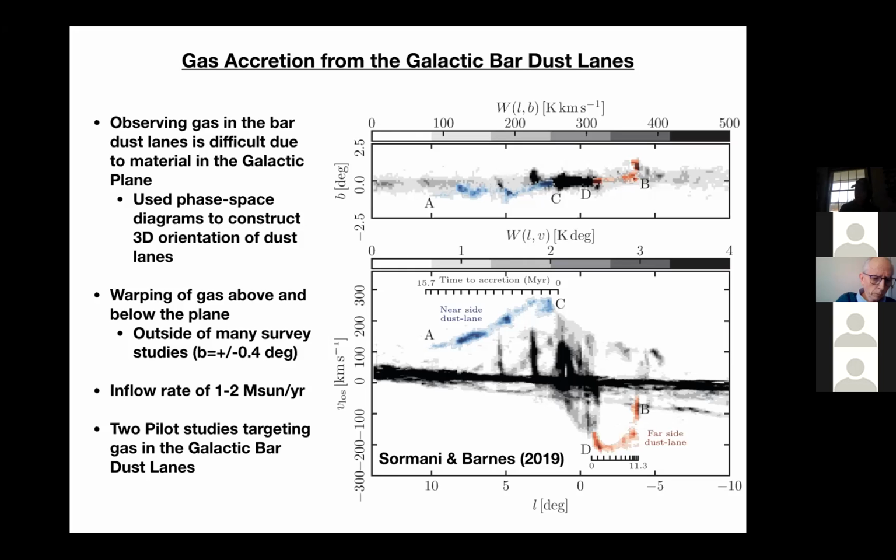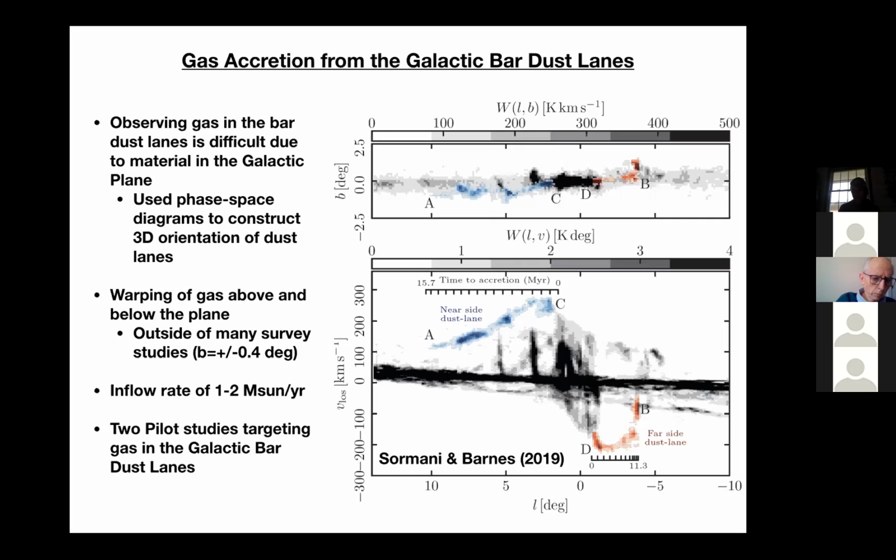And so the warping of the bar means that several of these gas clouds aren't included in many surveys. So in Sormani and Barnes, they looked at the amount of gas that is flowing into the galactic center, and they suggest an inflow rate of about 1 to 2 solar masses per year.